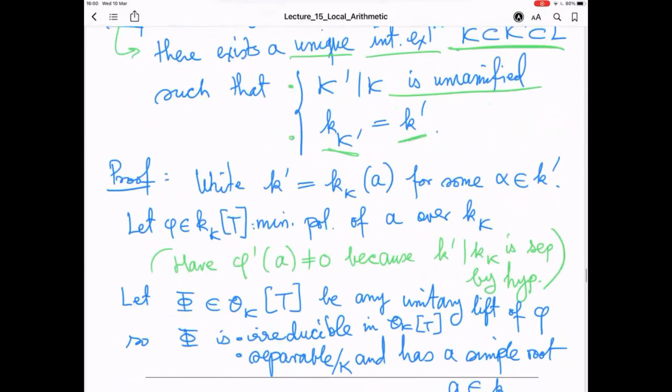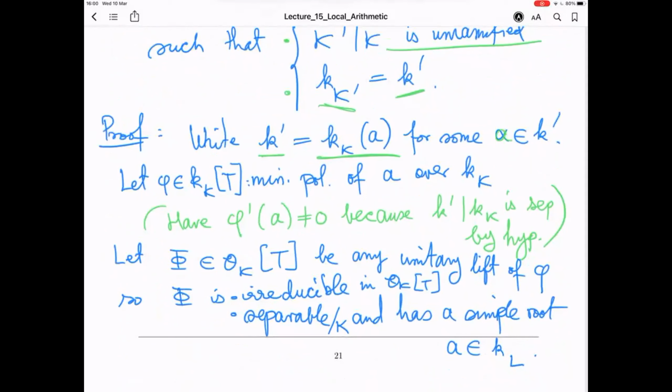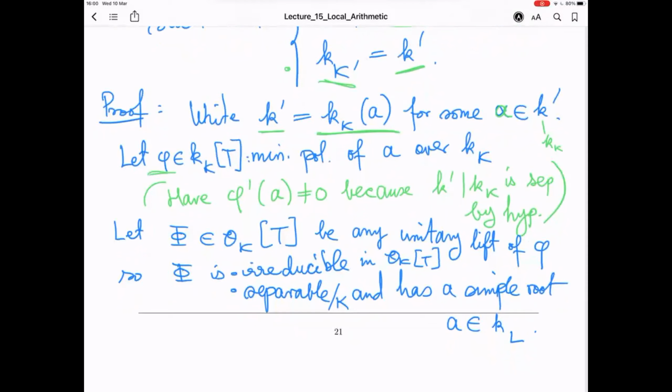Okay, so let's prove this. Write k prime as k adjoin a, for some, is it a or is it alpha? One has to make up, so it has to be a perhaps. So there's an element a in k prime, which generates k prime over k, because this is separable over k. And take its minimal polynomial phi. Of course, because a is separable, phi prime of a is not zero, by hypothesis.